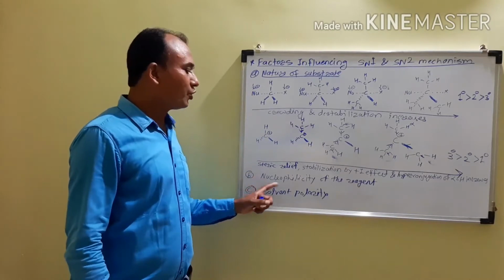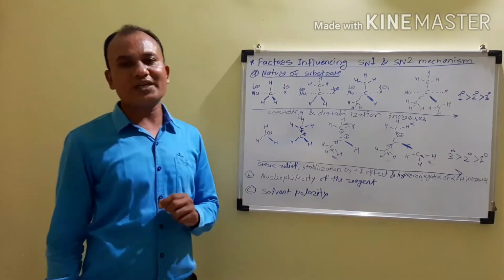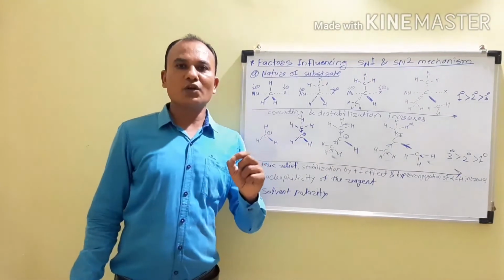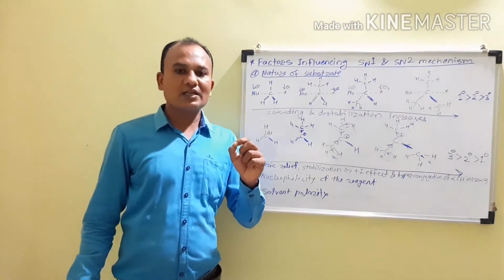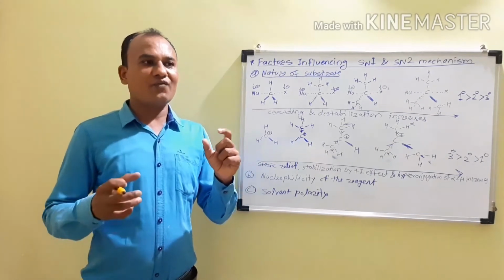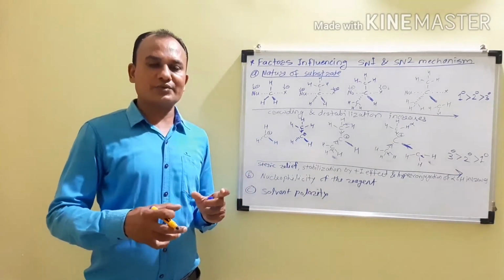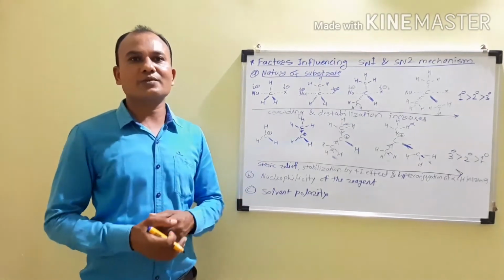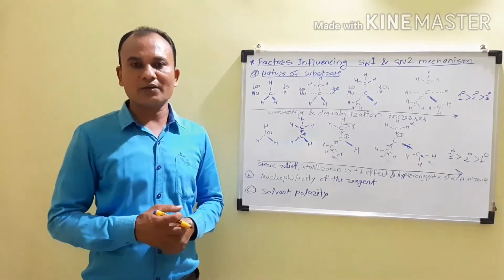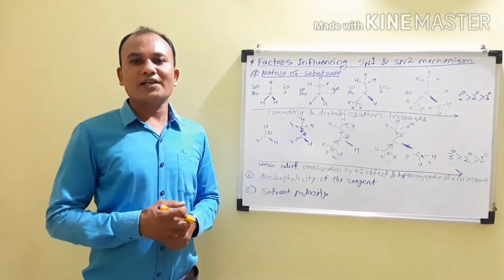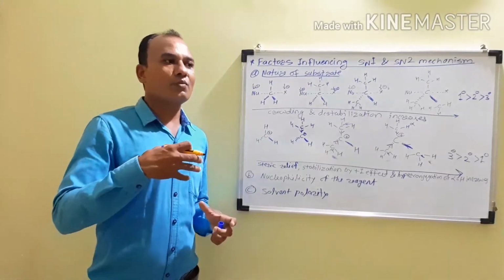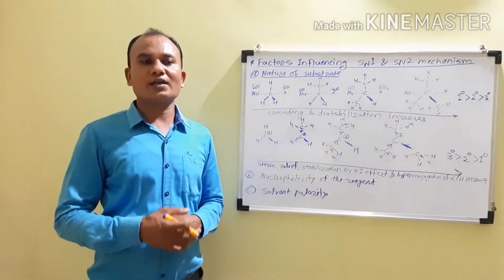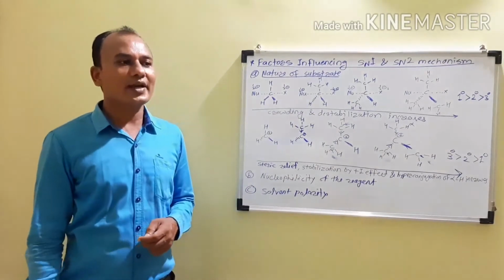Second factor, nucleophilicity of the reagent. As you know, a nucleophile carries a negative charge, and when there is a faster attack of the nucleophile on the substrate, the rate of the reaction becomes fast. Therefore, the stronger the nucleophile, the faster we get the product, and the rate of the reaction also increases.